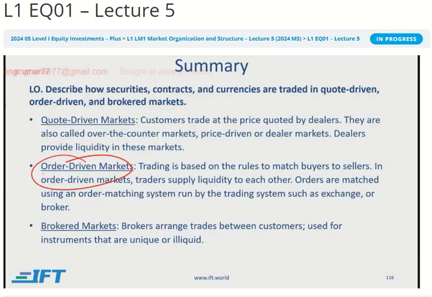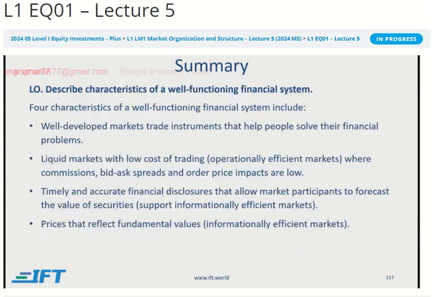Stock markets are order driven. We talked about that. Market order, limit order. Your forex market is quote driven, where the big players will quote what is the bid and ask they're offering for a certain currency. Brokered markets are very common for real estate, but also for bonds, where the broker would try and connect a buyer with a seller.